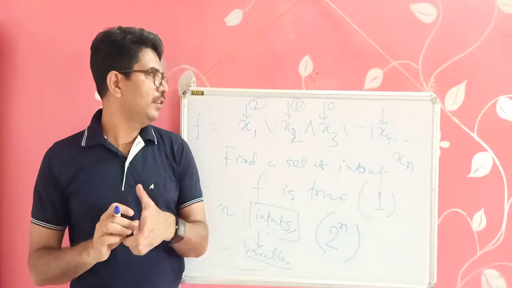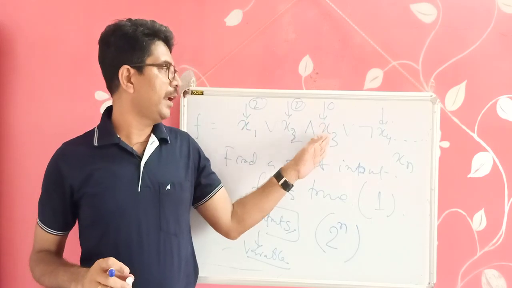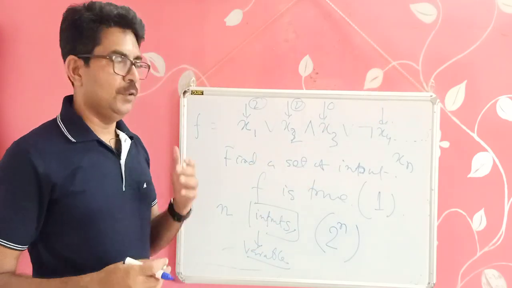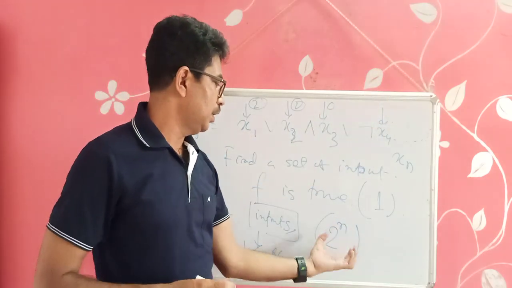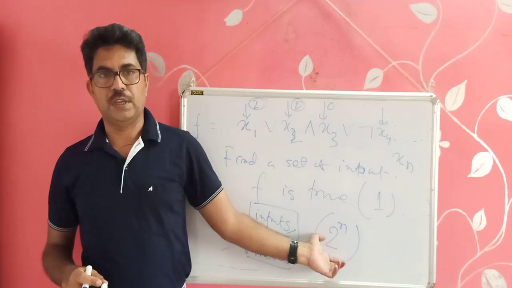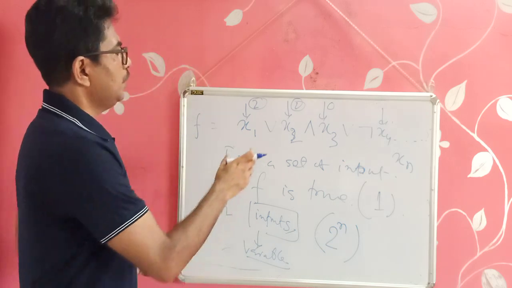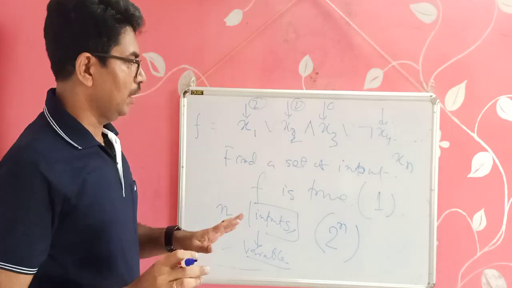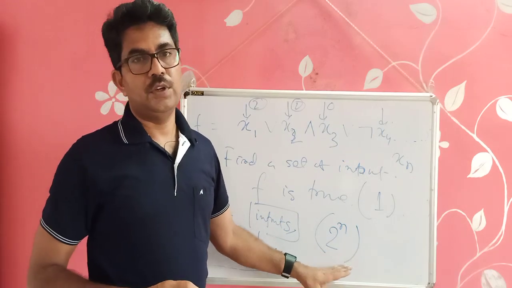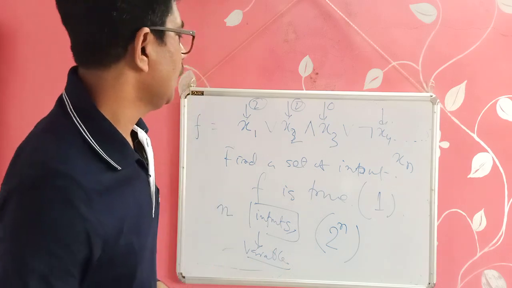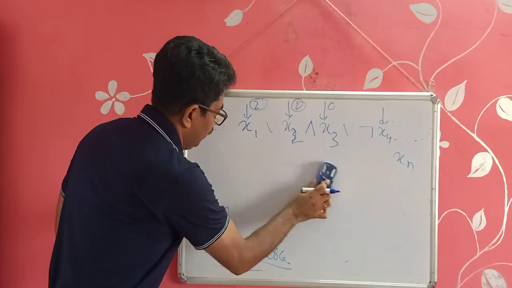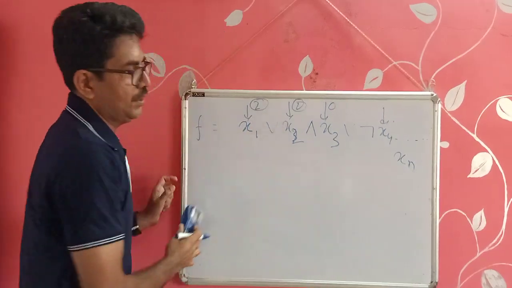Now if we put all these values here, in x1 or x2 and x3 or not x4 and so on, and then check whether this is true or false, we have to go for 2 to the power n number of executions. Obviously this is not polynomial time. Therefore, till now this problem does not have any polynomial time deterministic algorithm. Now we can try a non-deterministic approach.